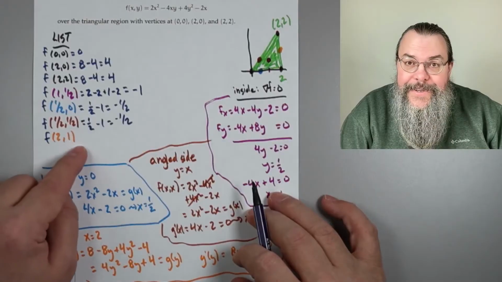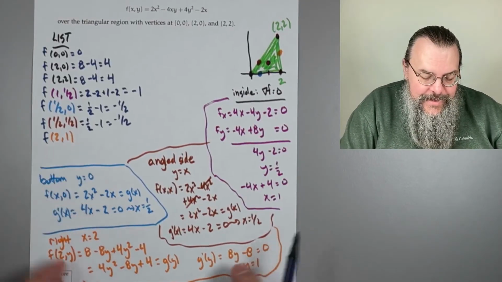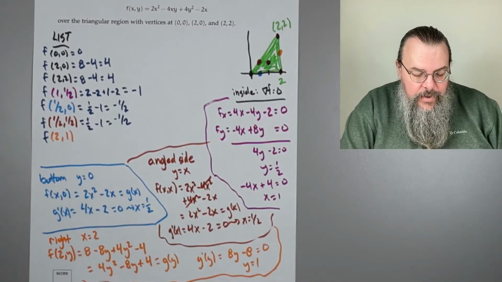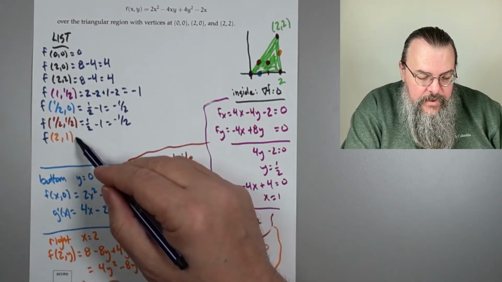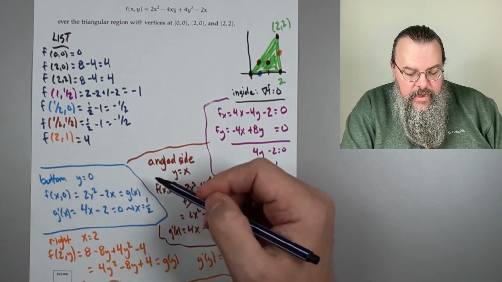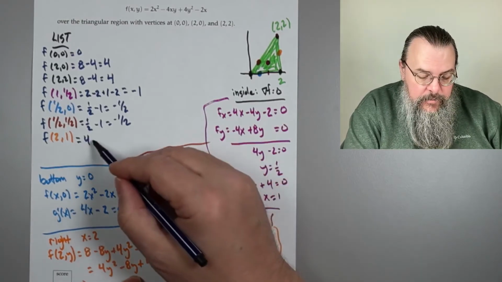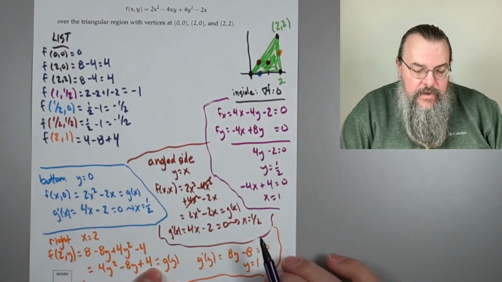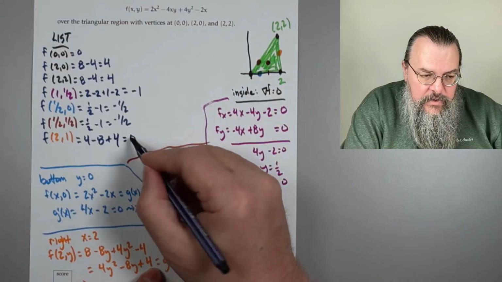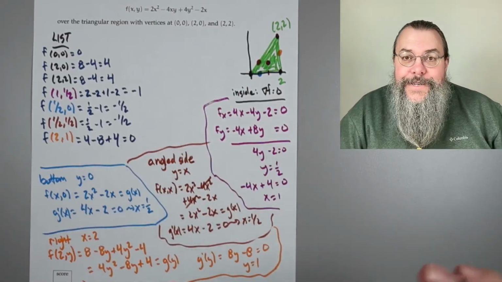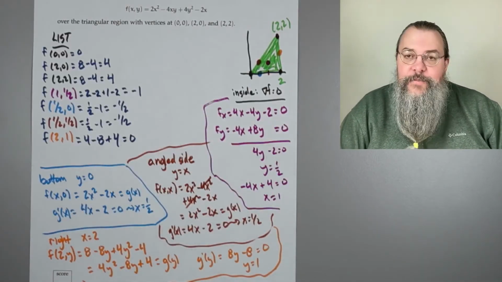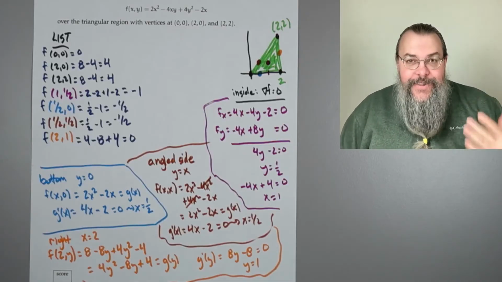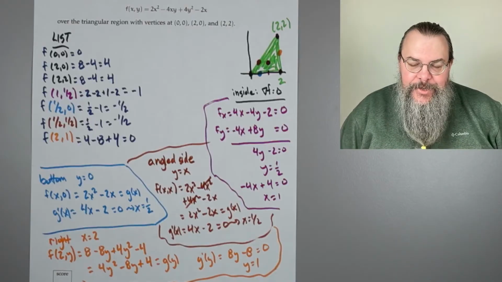2, 1. That's our right-hand side. Okay, so we can come here, say, plug in y equals 1. So that's 4 times 1 squared, which is 4, minus 8 times 1, minus 8, plus 4. All right, 4 minus 8 plus 4 is 0. Great, wonderful. Okay, so we've made our list. We plugged it all in. Our last step is the answer.